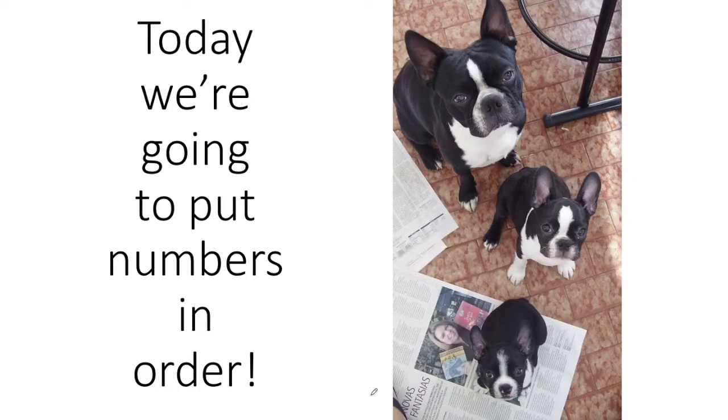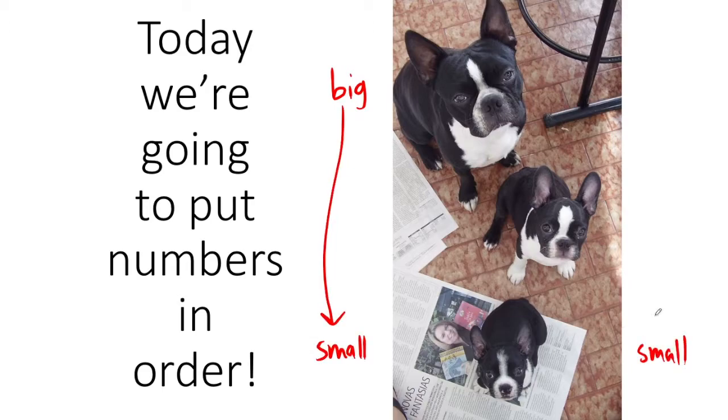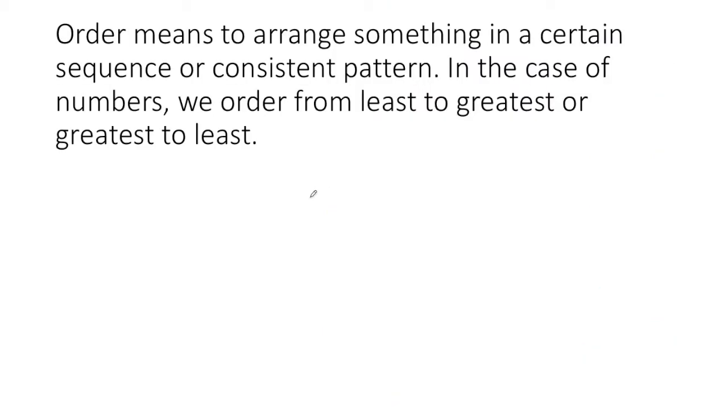Today we're going to put numbers in order. Just like these cousins of Bruno are in order. Big to small or small to big. Order means to arrange something in a certain sequence or consistent pattern. In the case of numbers, we order from least to greatest or greatest to least.